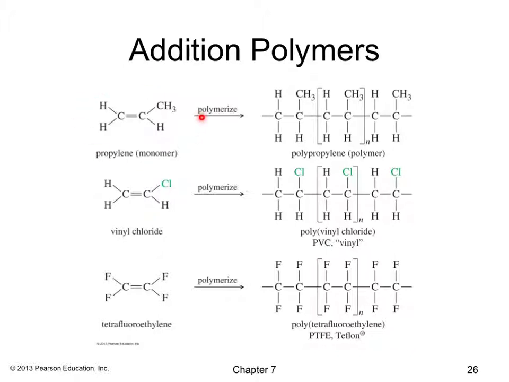In terms of addition polymers, propylene, vinyl chloride, and tetrafluoroethylene can be polymerized to generate a polypropylene polymer in the case of propylene, polyvinyl chloride, PVC, in the case of vinyl chloride, and tetrafluoroethylene. This is polytetrafluoroethylene, or PTFE, or Teflon, the coatings that you see on your nonstick pans.